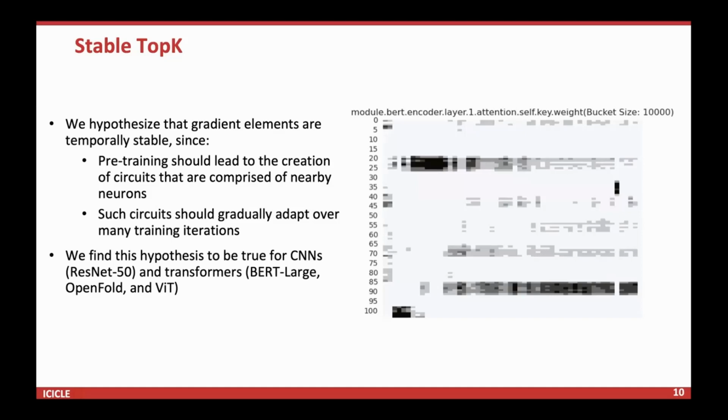We found this hypothesis to be true for ResNet-50 and also transformers. We tried BERT large, OpenFold, and Vision Transformer. The right-hand figure shows the first attention layer of BERT. The vertical axis is the positions of the gradients, and we are using a bucket size of 10,000, so each point here is actually 10,000 gradients, and the horizontal axis is time. This is showing phase one of BERT training, and you can see the gradients within the top 1% range stay fairly stable across time, right? And we can see clear bands over here.